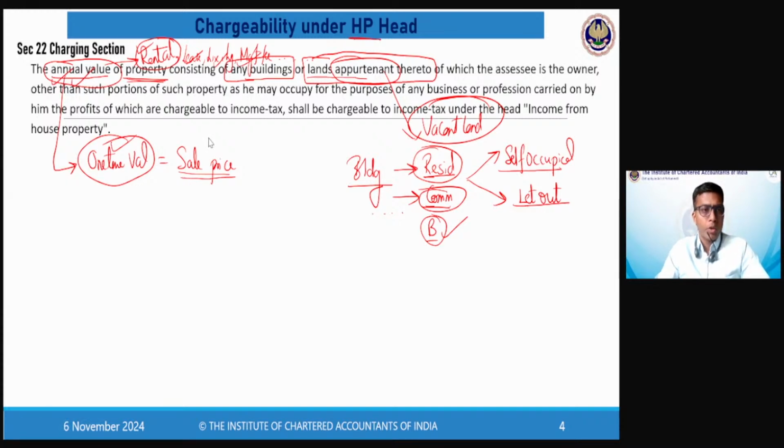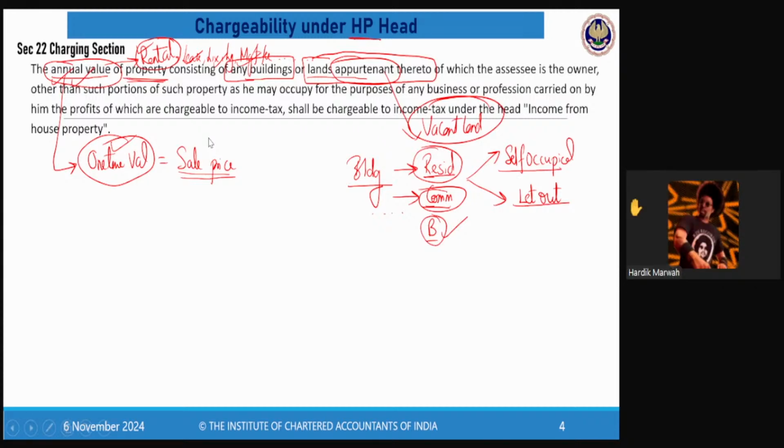Yes, Hardik, I have unmuted you. Sir, good afternoon. Good afternoon, beta. Sir, commercial properties are usually given for business purposes, and those people who give commercial properties on rent, it is their business. Then, sir, why is it coming in HP?